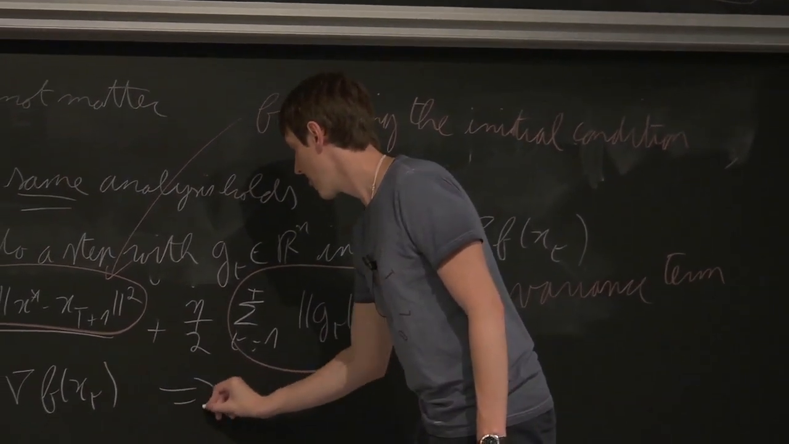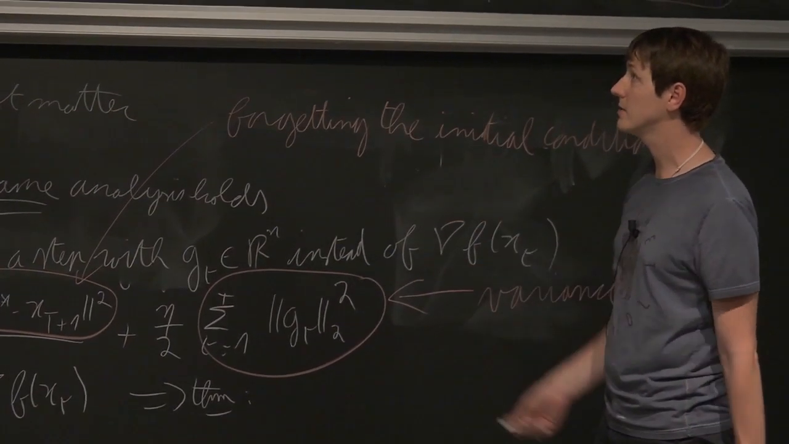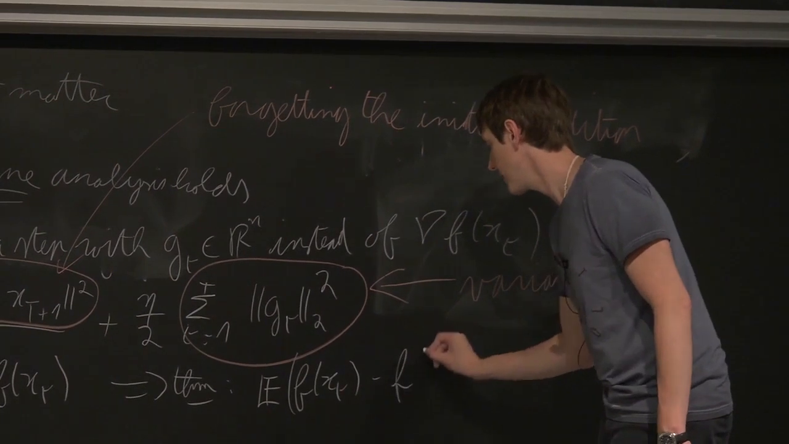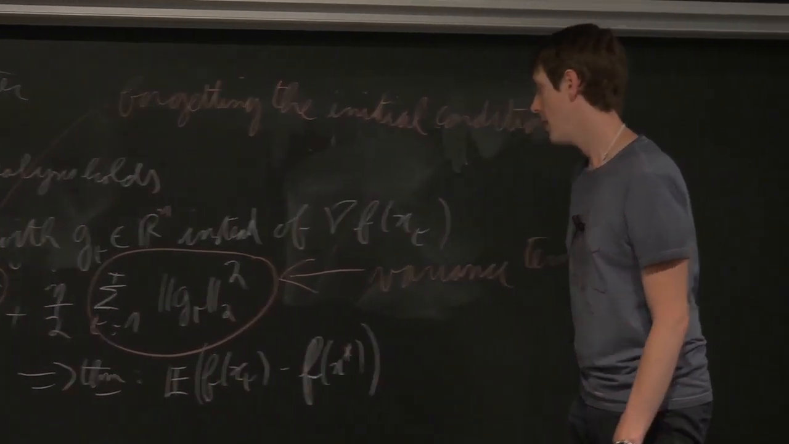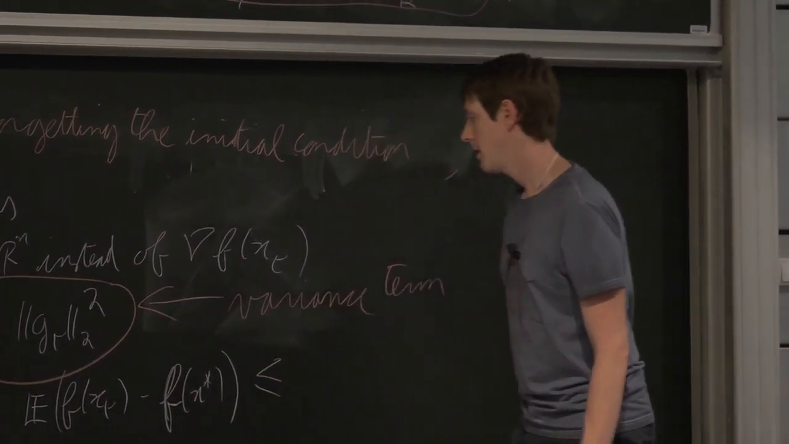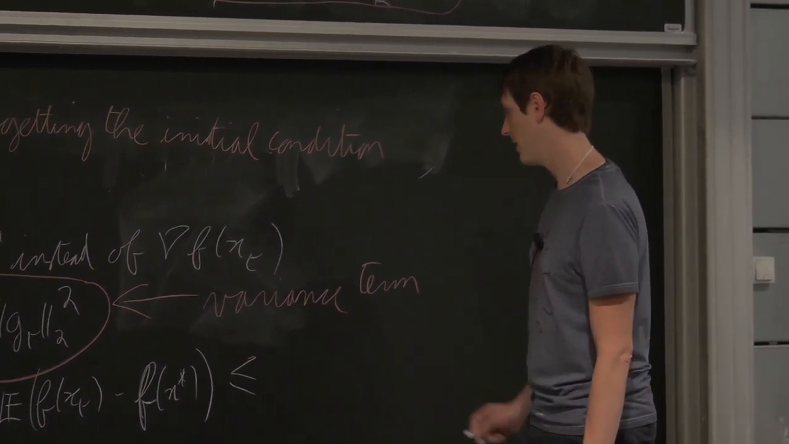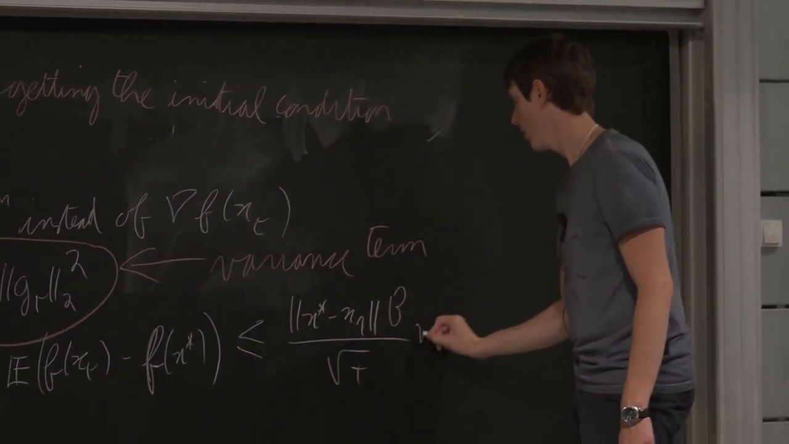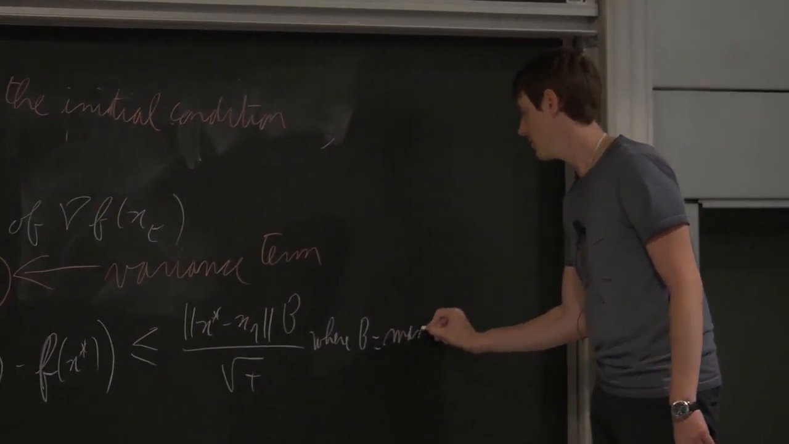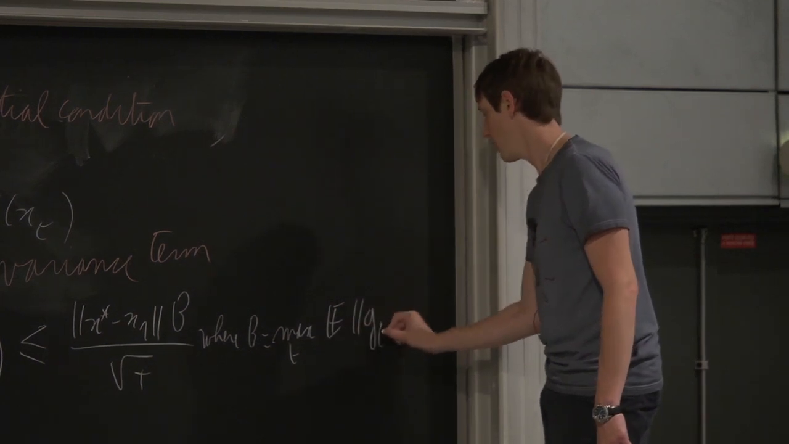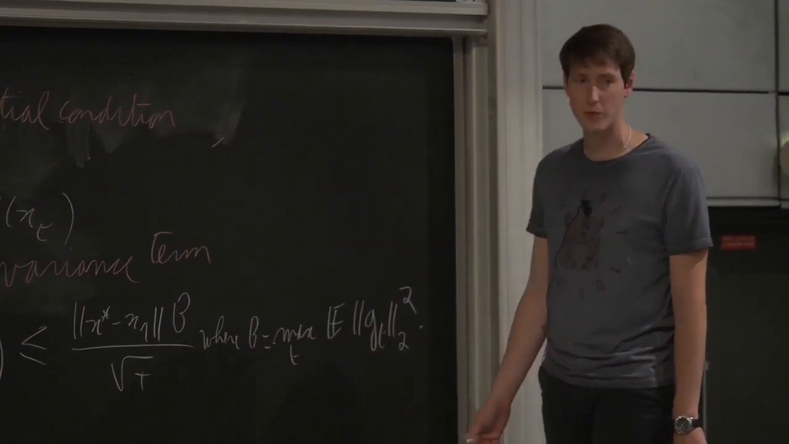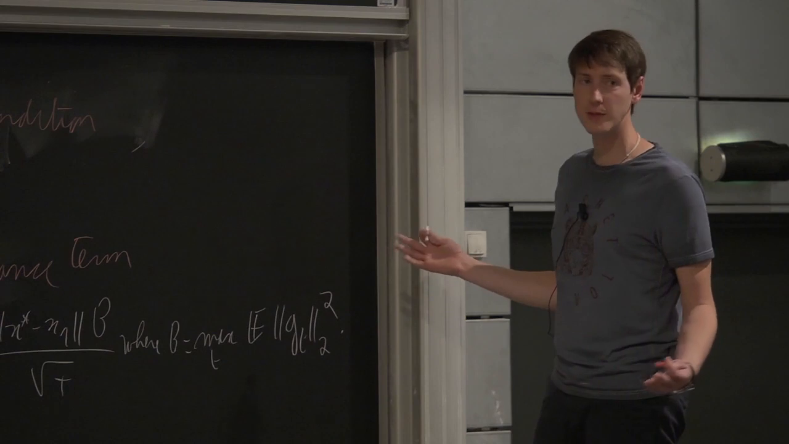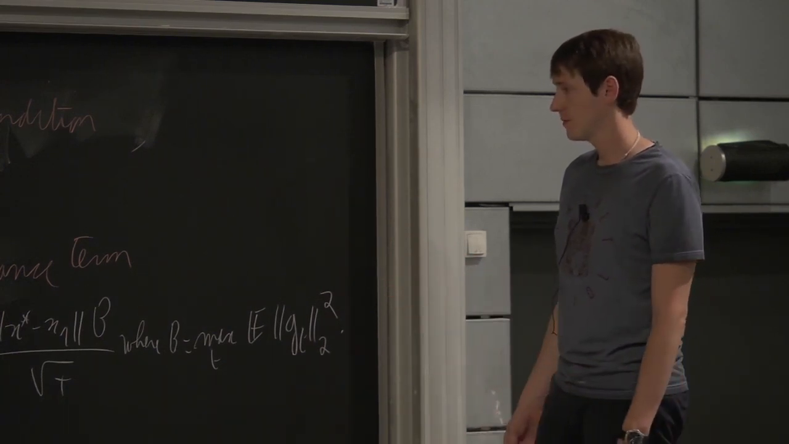Let me say again, the theorem is that in this case, we get exactly the same thing. We get that the expectation of f of x_t for some t minus f of x star is smaller than the norm of x star minus x_1 times B over square root t, where B is, let's say, the max over t of the expectation of the L2 norm of g_t. It's the second moment of your noise. And we really didn't do anything. The algorithm just does it for you. You don't have to change anything. It's very nice.